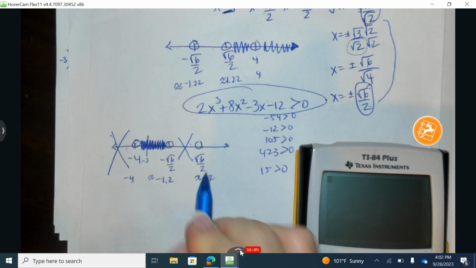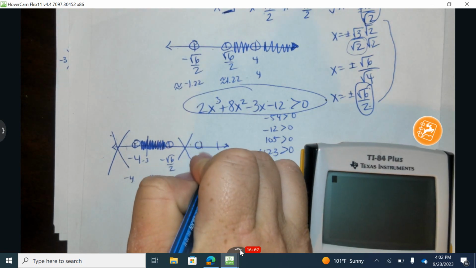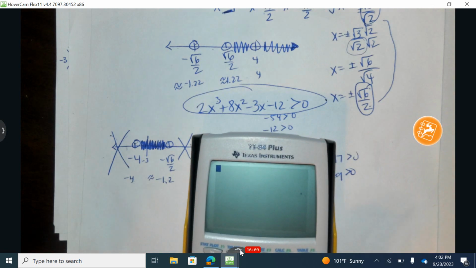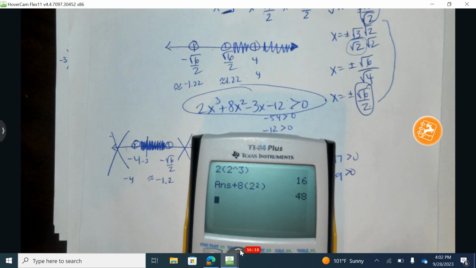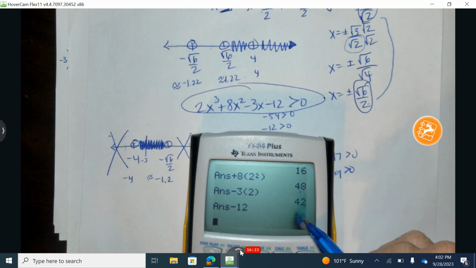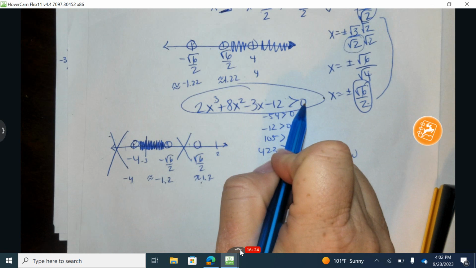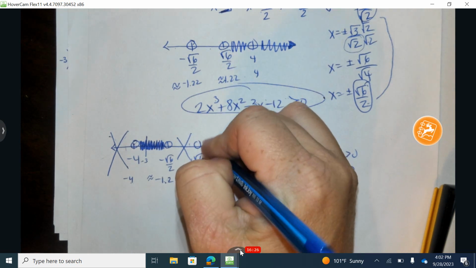So I'm going to choose anything to the right of 1.2, like I can choose 2, for instance, and I'm going to plug this in. 2 times 2 to the third, plus 8 times 2 squared, minus 3 times 2, minus 12. Is 30 greater than 0? It is. That was brutal.